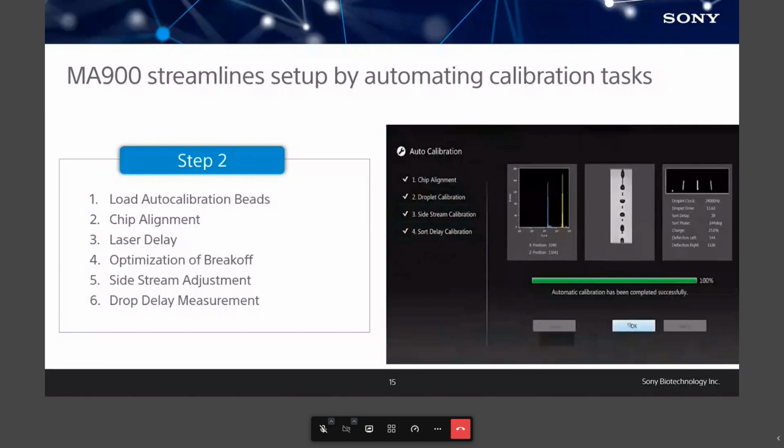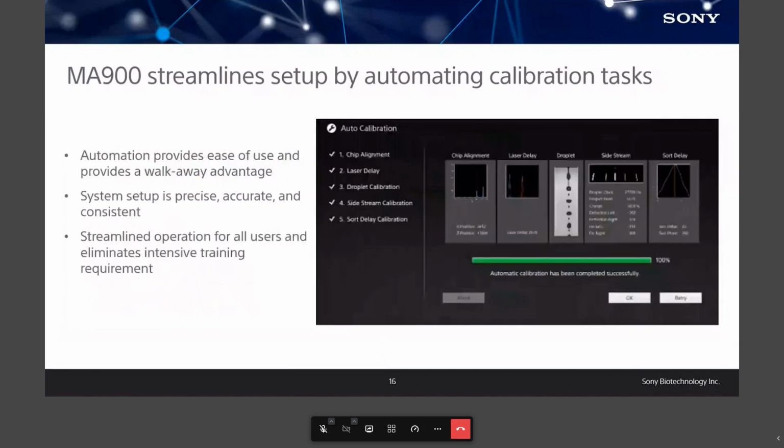Once the process has completed, it will tell you that it's been completed, and it will give you an image of each of those steps. All of these steps are also recorded in the software logs. So if you ever wanted to go back and see what a successful calibration looked like or what a failed calibration looked like, you can go into the logs and see all of that.